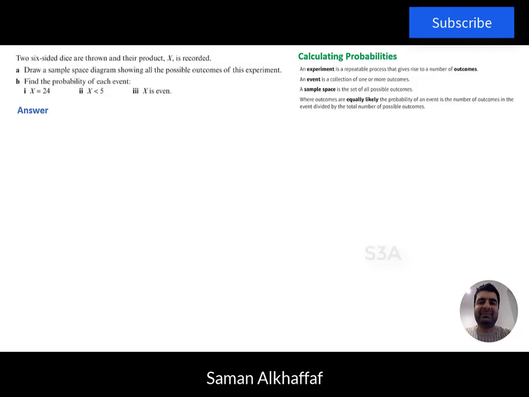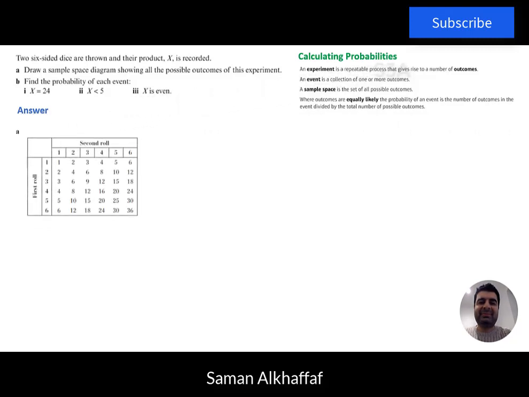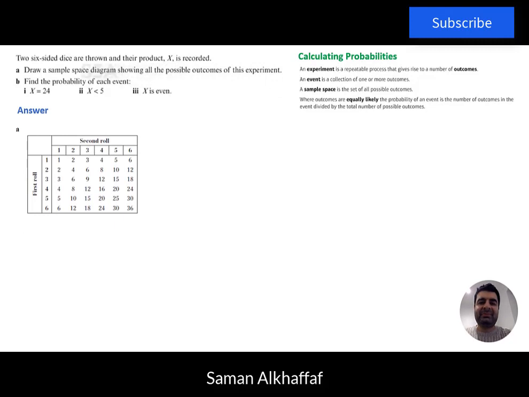In this example, 2 6-sided dice are thrown and their product X is recorded. For part A, draw a sample space diagram showing all the possible outcomes of this experiment. So in this scenario, we will start by drawing all the possible outcomes. So we can see we have 1 will give us 1, 2 will give us 2, 2 and 1 will give us 2. So it's almost finding the product of these samples and what will they give us, and this is populated here as shown.